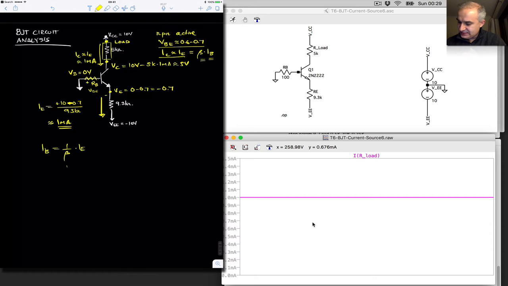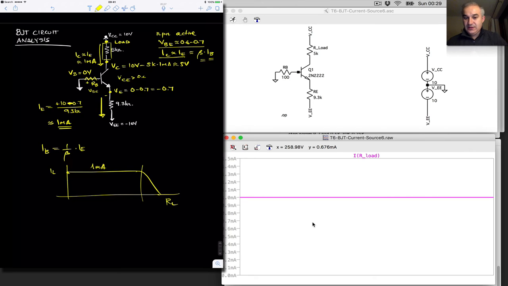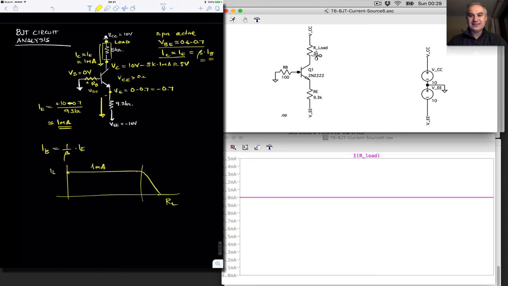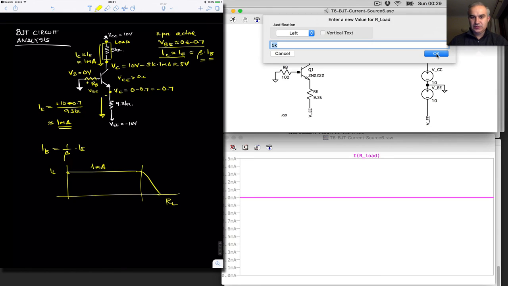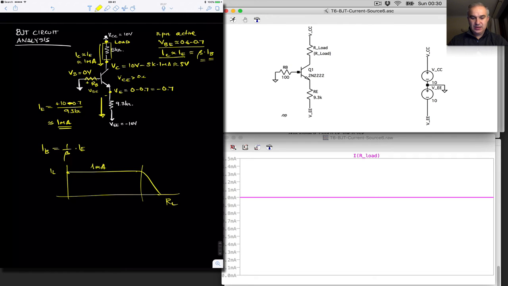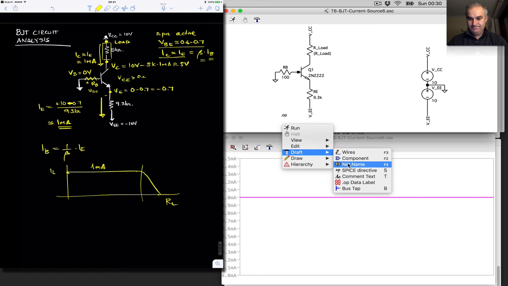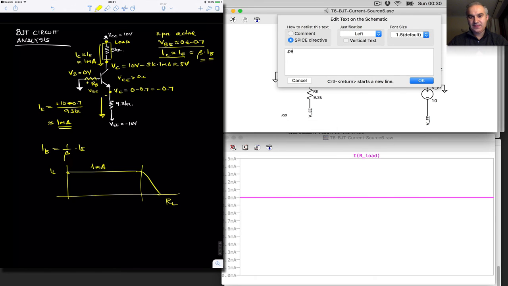We can also do a compliance analysis. All current sources, as we have seen, as you increase the load, you have 1 milliamp for the load, and at some point it goes down. We can calculate it. We need to have the voltage collector-emitter greater than 0.2, so this is going to limit the maximum compliance. So let's do RL. Let's sweep it. I'm going to do a parameter sweep. The SPICE directive is .step param. The parameter is R load from 0.5k to say 20k in increments of 0.5k.